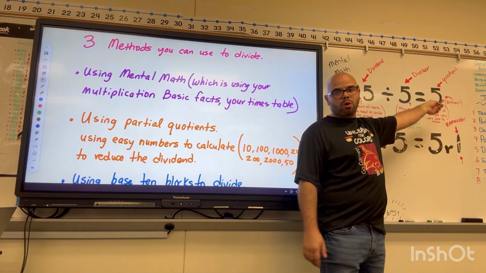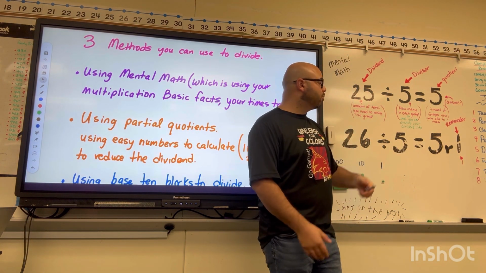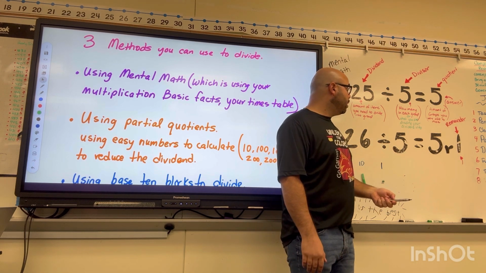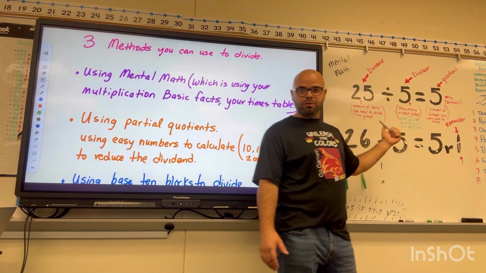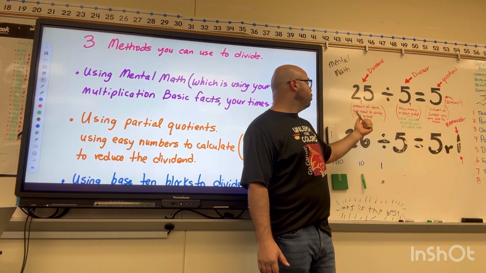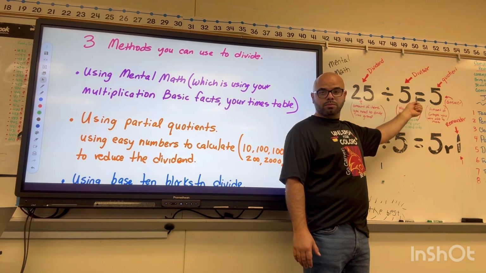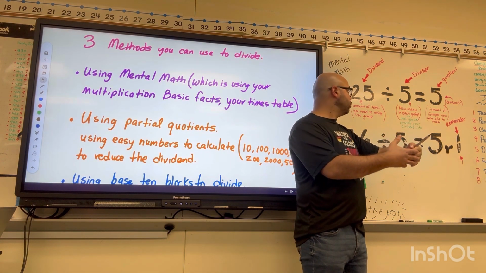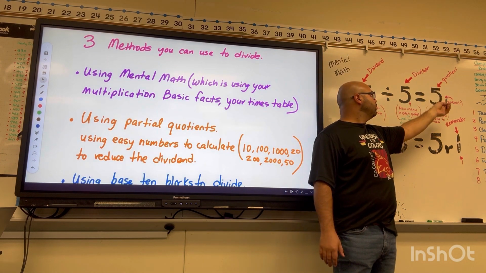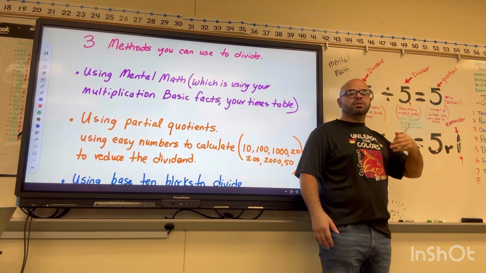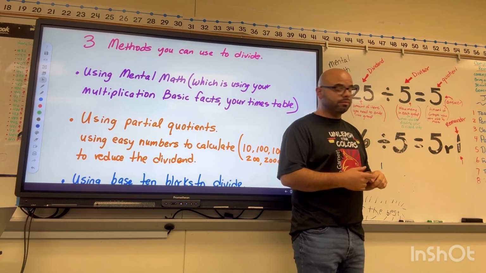Now, quotient. Quotient is just a fancy word for your division problem's answer. It's your answer for a division problem. Your quotient is the amount of groups you were able to make with that 25. So you have 25 people, you want 5 people in each group, so you're dividing that 25 into 5. And your quotient, which is 5, is the amount of groups that you were able to make. So I was able to make 5 groups.